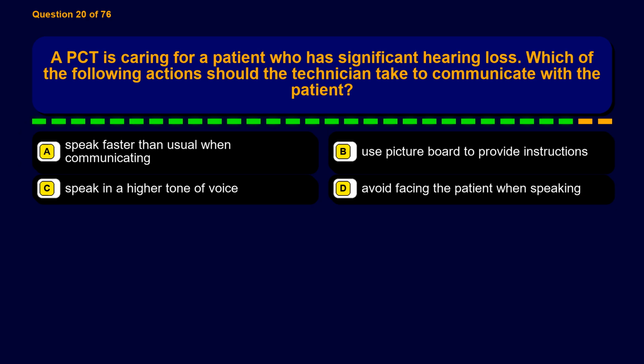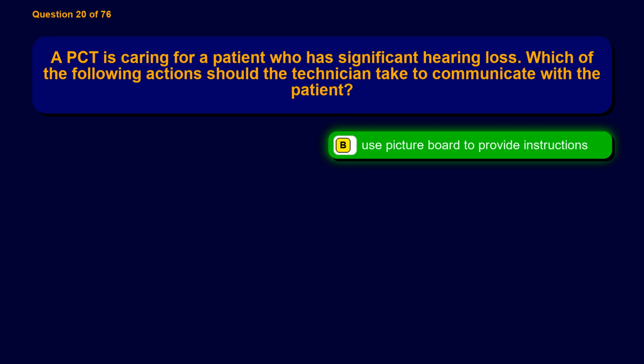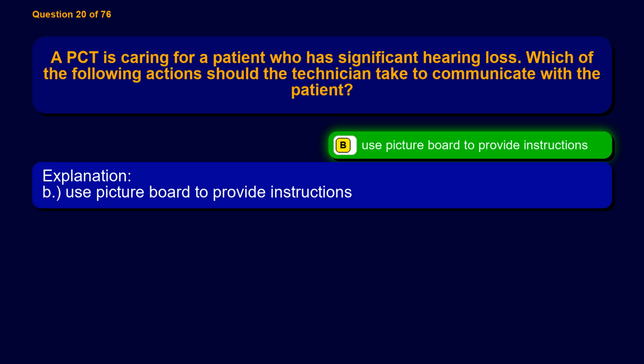Question 20. A PCT is caring for a patient who has significant hearing loss. Which of the following actions should the technician take to communicate with the patient? Option A. Speak faster than usual when communicating. Option B. Use a picture board to provide instructions. Option C. Speak in a higher tone of voice. Option D. Avoid facing the patient when speaking. The correct answer is option B. Use a picture board to provide instructions.